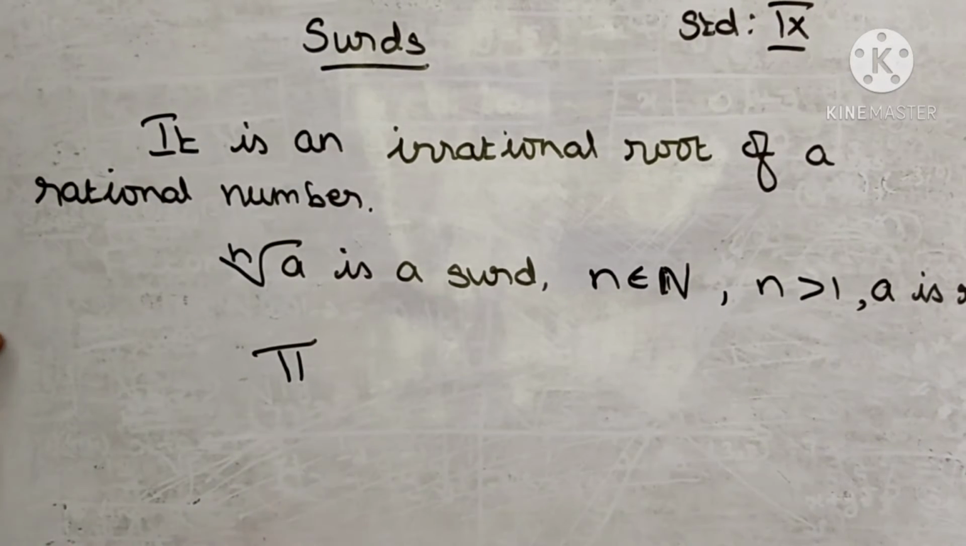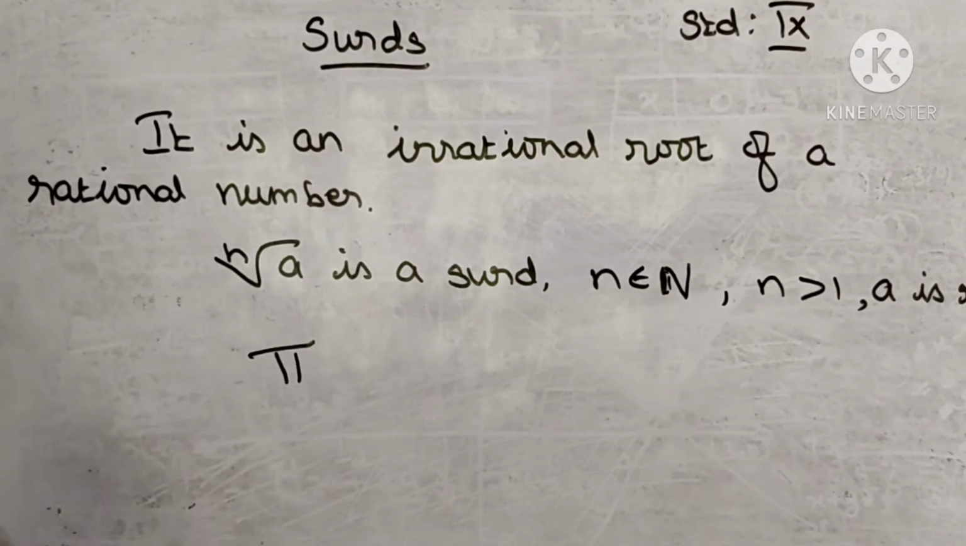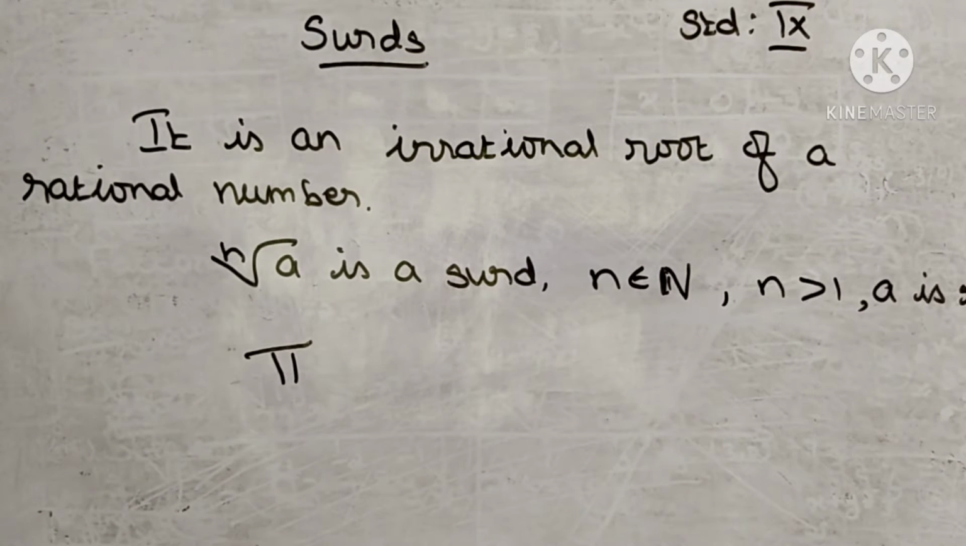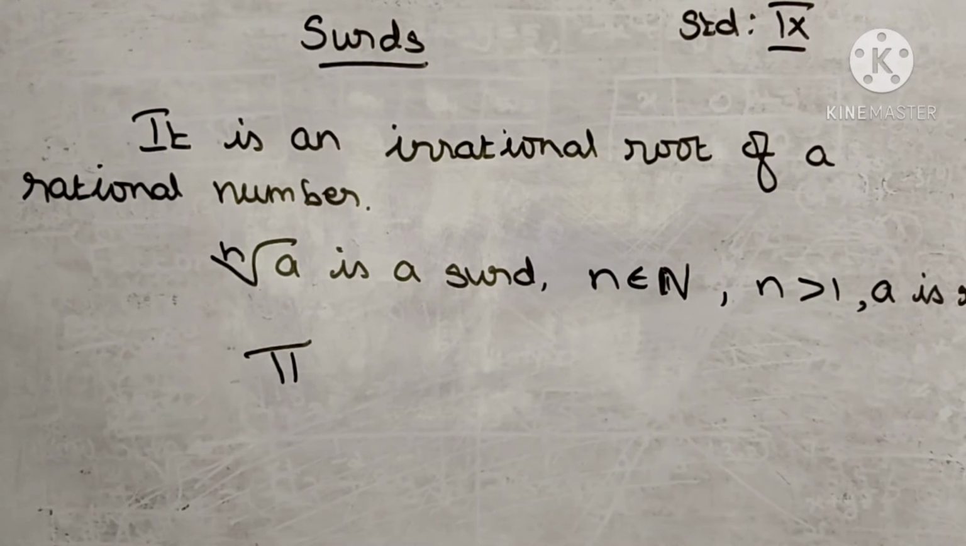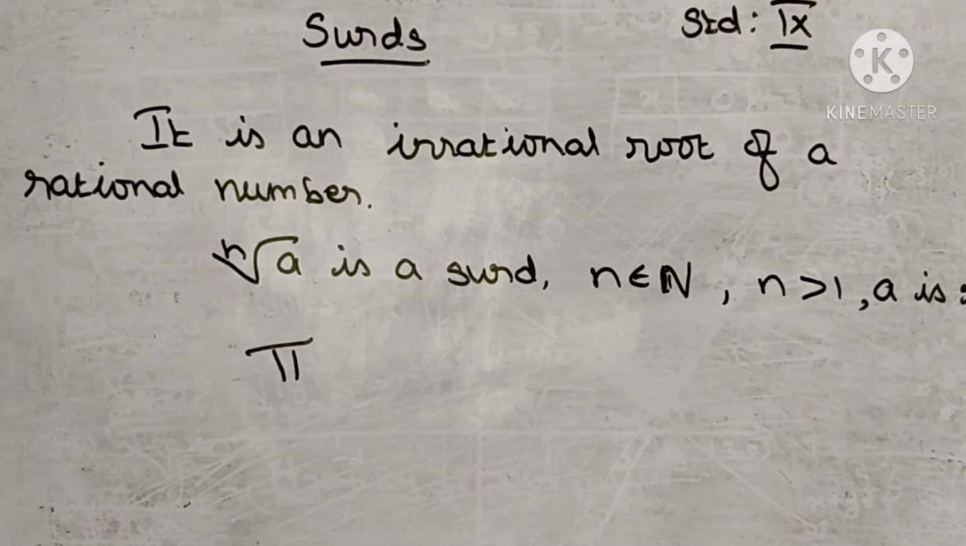Listen, the famous pi is an irrational number but it is not a surd. Though it is irrational, it cannot be expressed as a rational number under the radical symbol. So pi is an irrational number but not a surd.